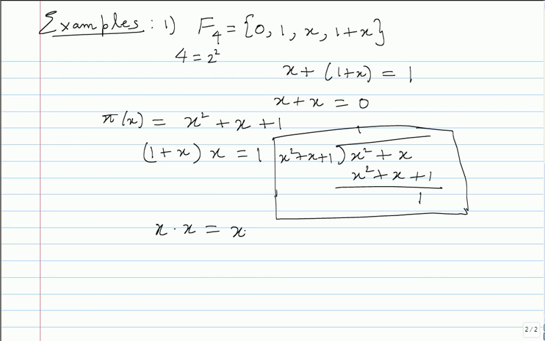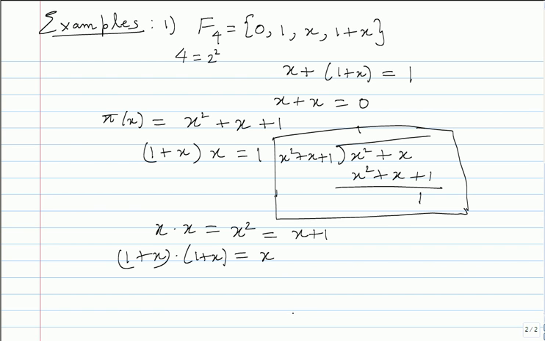x times x is x squared. You can do this long division and then you'll see this will be x plus 1, or 1 plus x again. Suppose I do 1 plus x times 1 plus x. You'll see at the end of the day you'll get x. So there's a shortcut to doing all this without doing the long division.